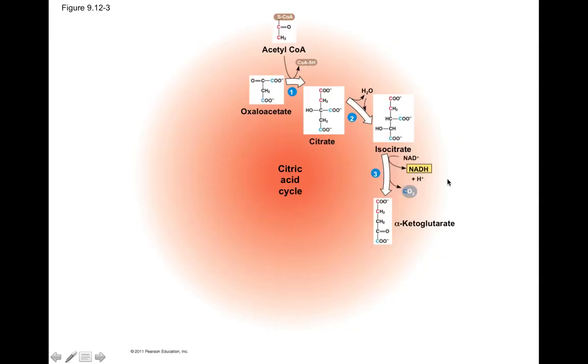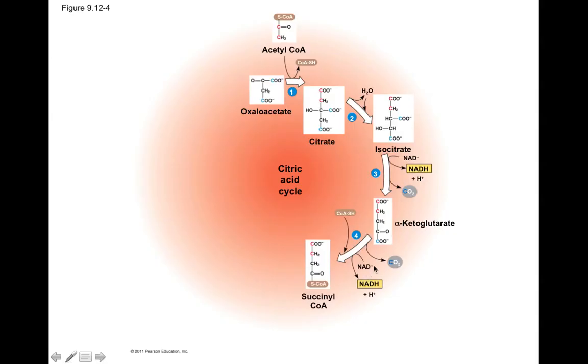Isocitrate can lose some electrons and one of the carbons to form alpha-ketoglutarate. And you can see that the carbon that's lost comes from the carbon skeleton that was already in the cycle, one of these blue carbons here. And these electrons get added to NAD+, the electron bus, so they can go to electron camp. And we end up with alpha-ketoglutarate.